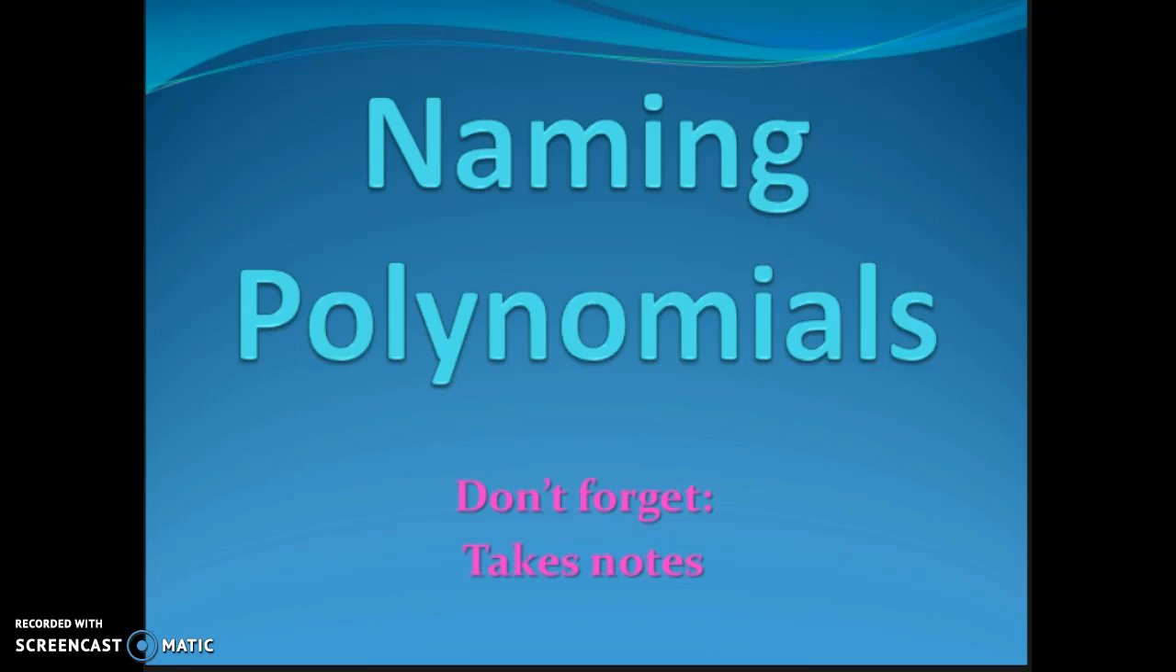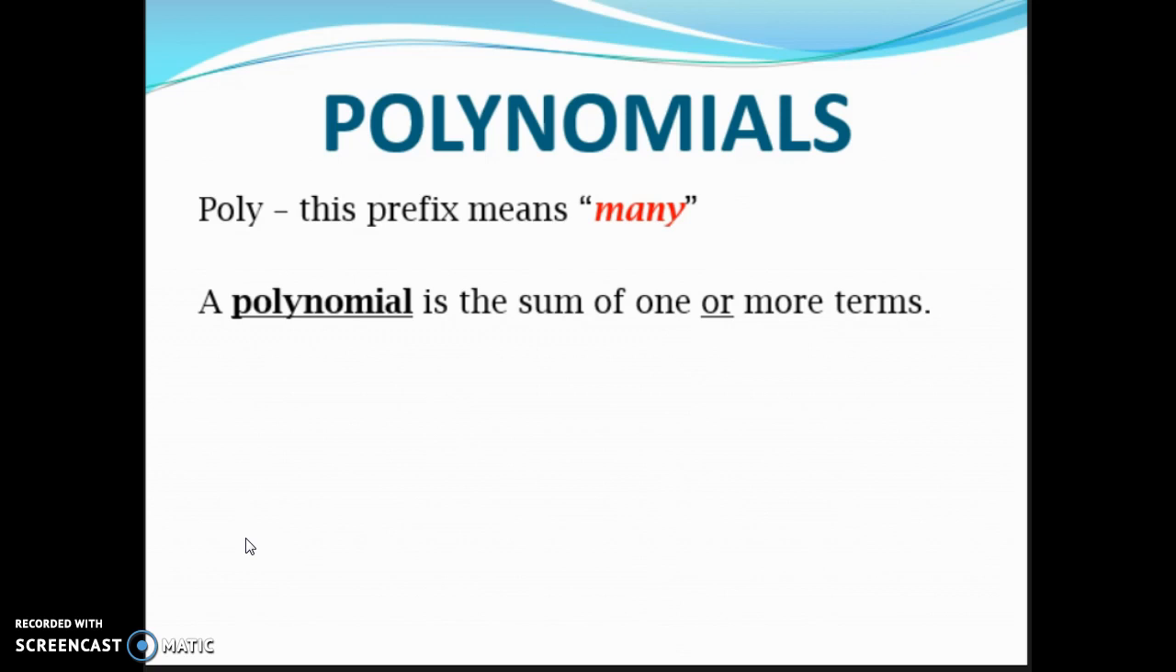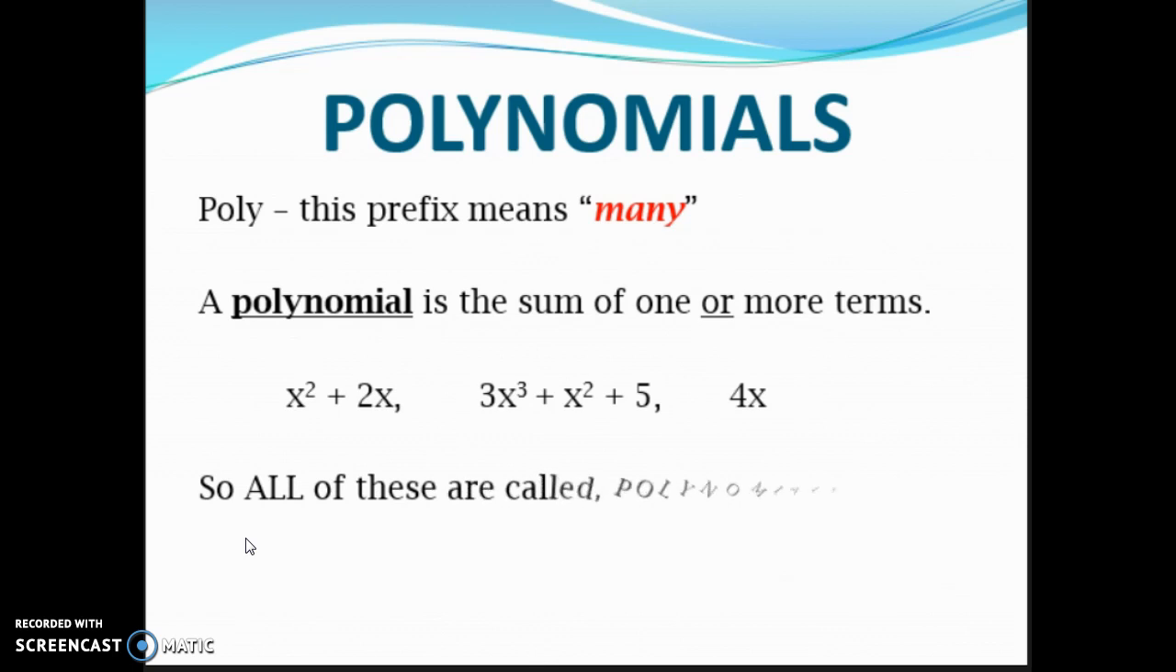Make sure you listen and take notes. So, we're going to talk about polynomials. Poly is a prefix that means many. A polynomial is the sum of one or more terms. So here are some examples of a polynomial. Okay? All of these are called polynomials because they have one or more terms.